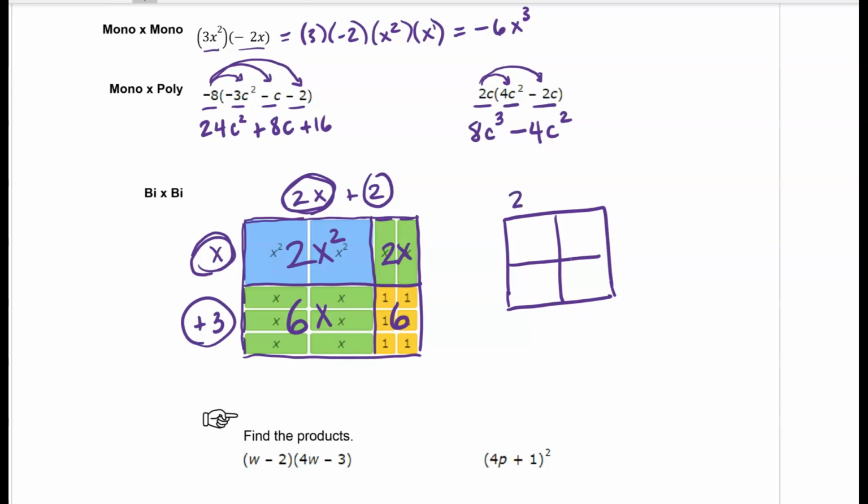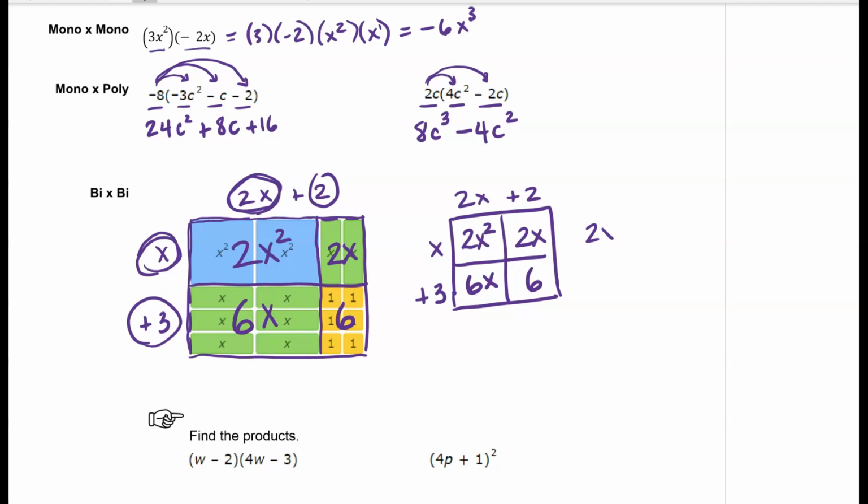If I'm multiplying 2x plus 2 by x plus 3, I need a 2 by 2 box. I multiply 2x times x and put 2x squared where that column and that row intersect. Multiply 2 times x and put that right there. 2x times 3 gives me 6x in this box, and 2 times 3 gives me my units here. Now I want to add up everything that's in the box. So 2x squared plus 2x plus 6x plus 6.